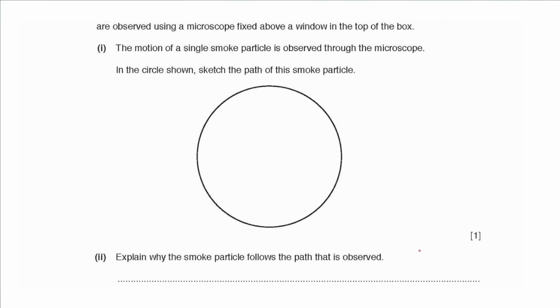We are talking here about Brownian motion, so if this is the smoke particle, we have to draw straight broken lines but having no pattern at all, so something like this.